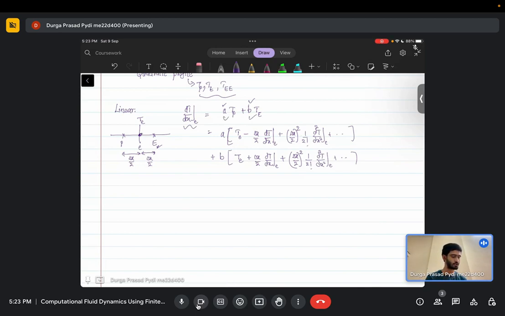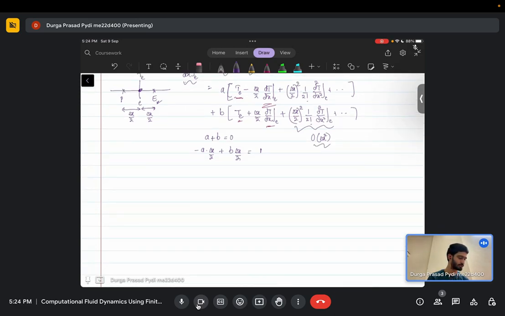Now for the LHS to be equal to RHS, essentially your terms for T should vanish and these terms should add up. So for LHS to be equal to RHS, we need A plus B to be equal to 0, and then we also have minus A times delta x by 2 plus B times delta x by 2 to be equal to 1, and we are neglecting all these terms. So we have order of delta x square. By this approximation we are getting a second order accuracy.